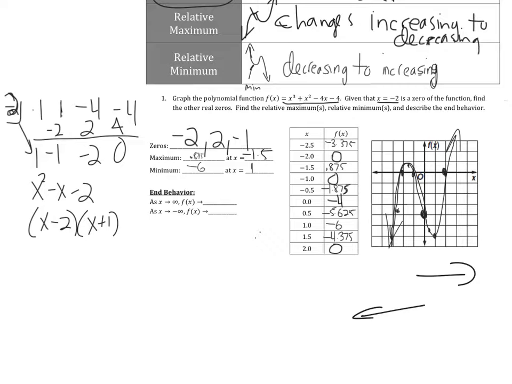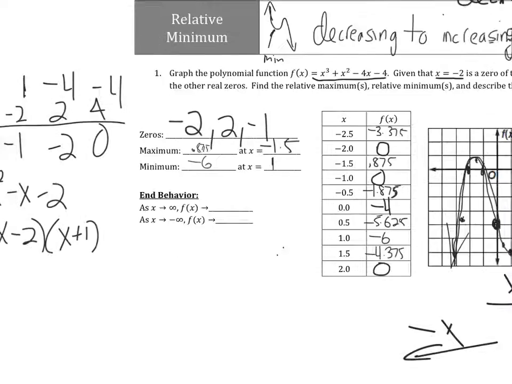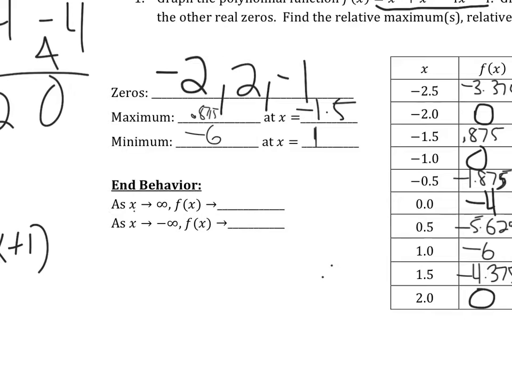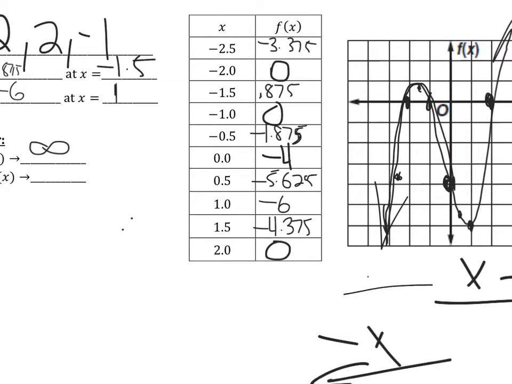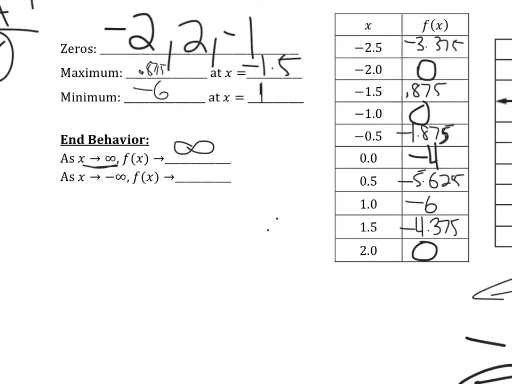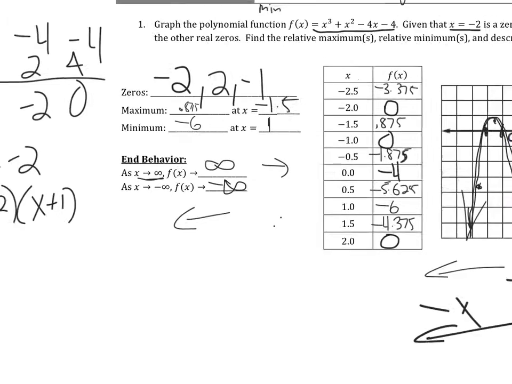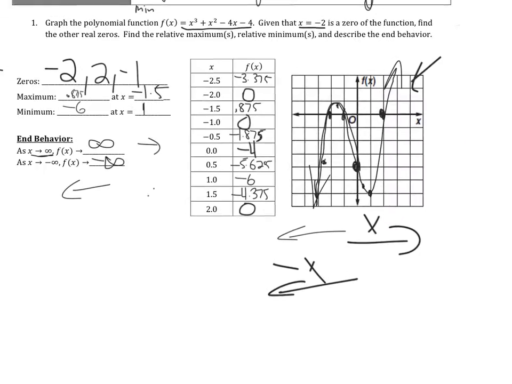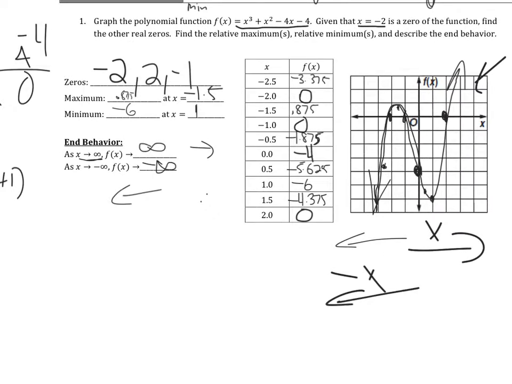As x goes positive, what is the graph doing? As x goes negative, what is the graph doing? As x goes positive to infinity, this one was going up, so I'm going to say that goes to infinity. As x goes towards negative infinity, it's going to go down, so that makes it negative infinity. That's what I'm dealing with. I have to find all these little pieces in order to explain a graph.